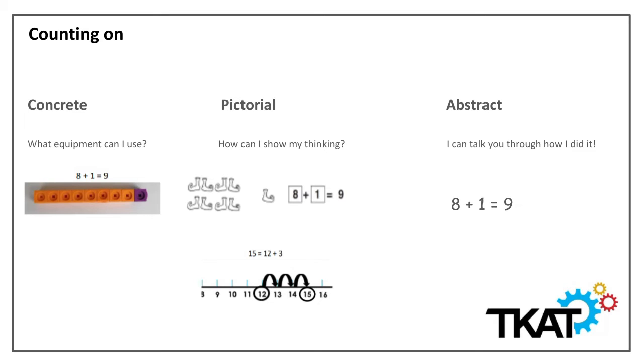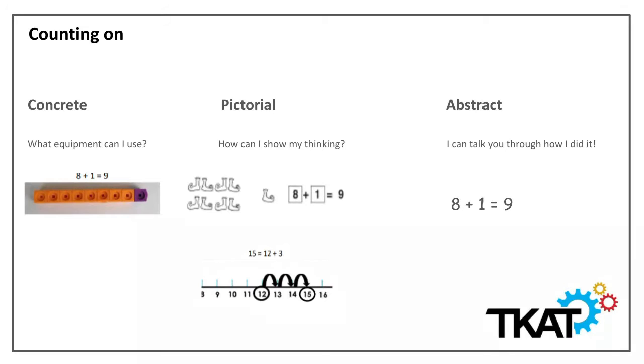The pictorial image here shows 2 ways of writing an addition equation. 8 plus 1 is equal to 9, and 15 is equal to 12 plus 3. For the equation 15 is equal to 12 plus 3, the image shows how the children would work this out pictorially. They would find 12 on the number line and count on 3 jumps. 12 plus 3 is equal to 15, or 15 is equal to 12 plus 3.